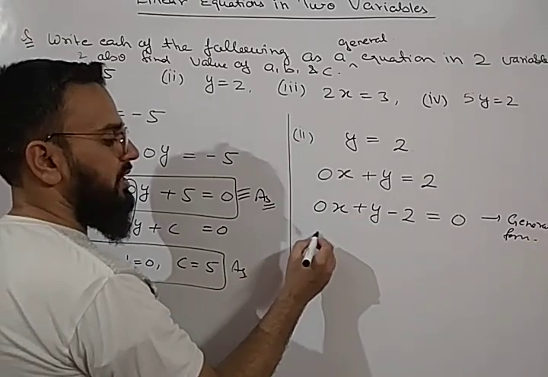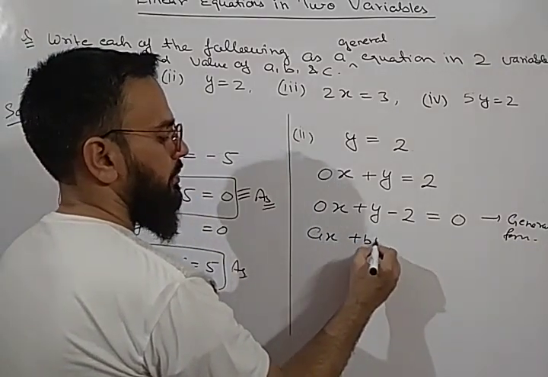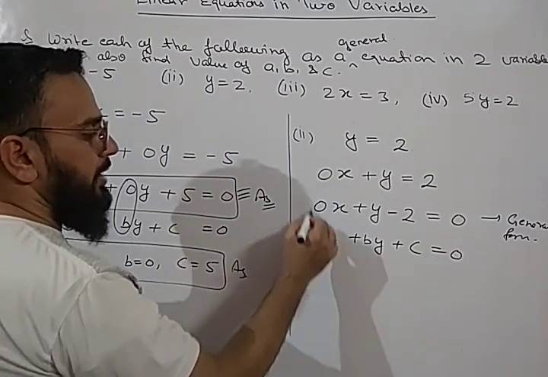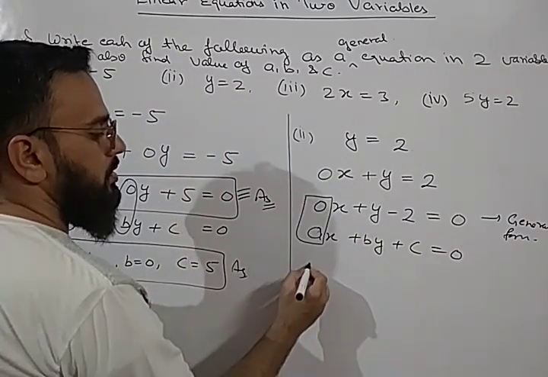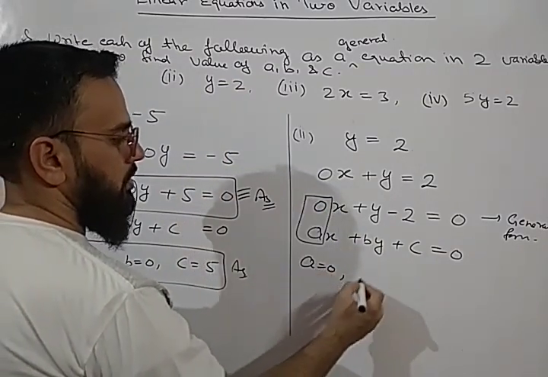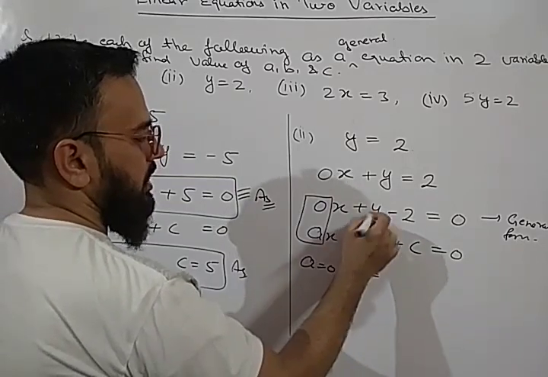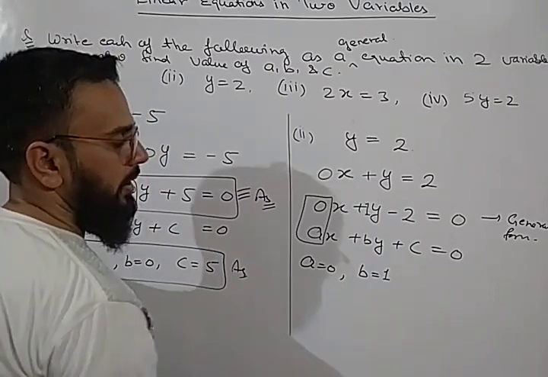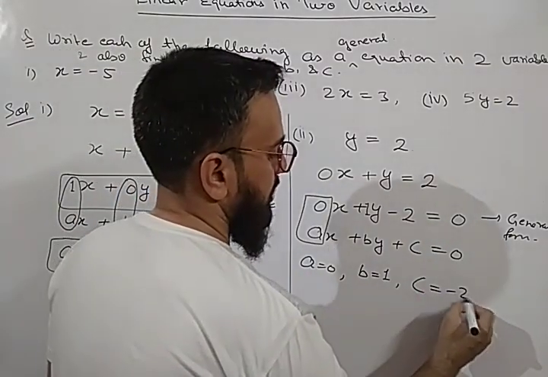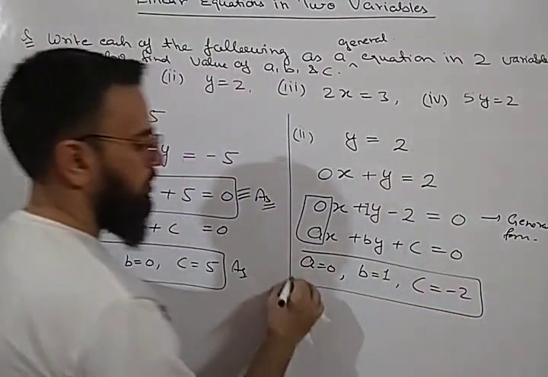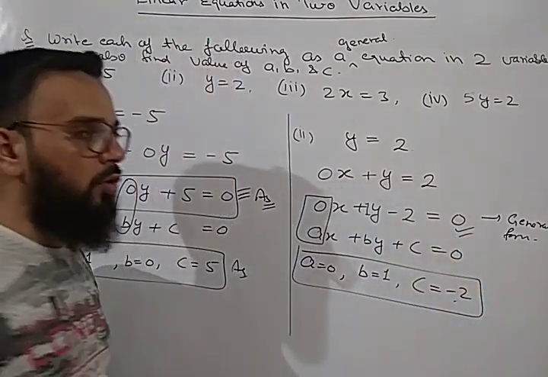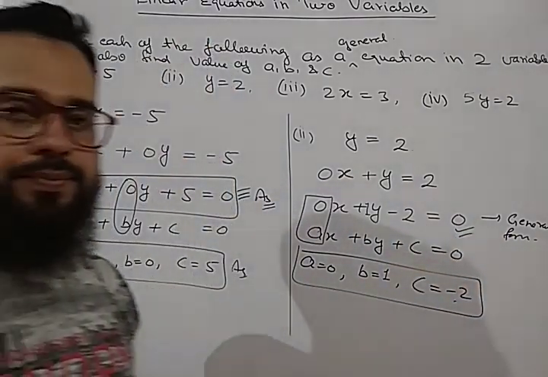By comparing it with the general form ax plus by plus c equal to 0, we will get the value of a is equal to 0. B is equal to, what is the coefficient of y? It is 1. So the value of b will be 1 and the value of c will be equal to -2. So this is our general form and these are the values of a, b and c.